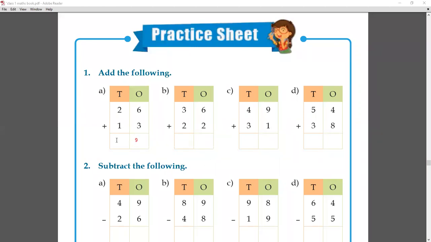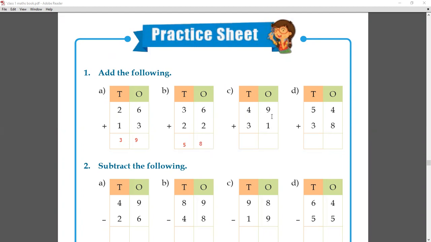2 plus 1. 2 plus 1 is equal to 3. 6 plus 2. Take your 6 fingers, 2 more, count them combined. 6, 7, 8. So we write 8 here. Okay, and 3 plus 2 is equal to 5. So we write 5 here.